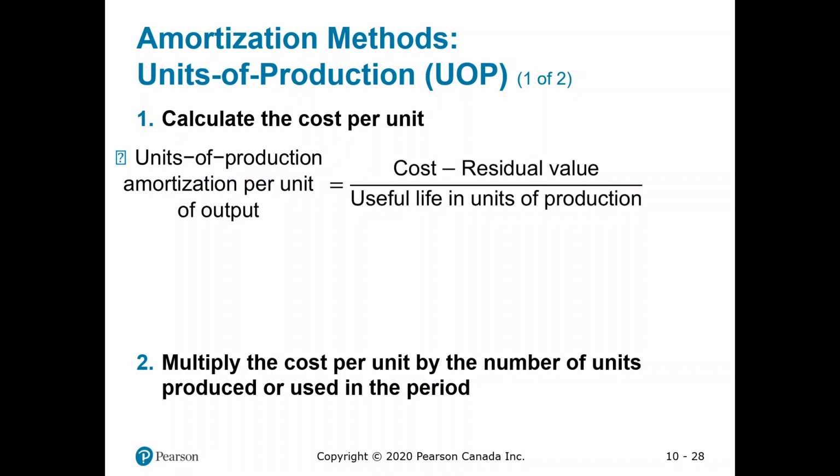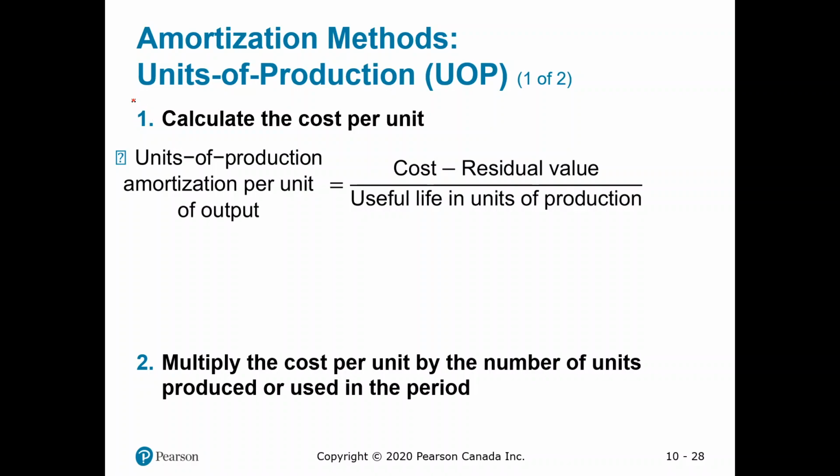Okay, the next method that we're going to look at is called the units of production method. This is the one where we give a fixed cost per unit, but we multiply that by the number of units produced or used in the period. So there's two steps to this one.